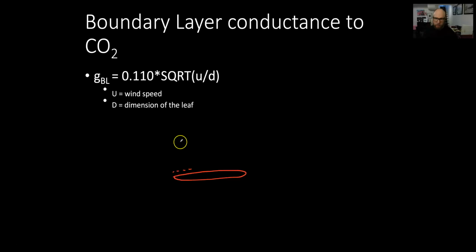And you can see that in this equation. Since wind speed is in the numerator, a large value of the wind speed also makes the product, or boundary layer conductance, a large value.